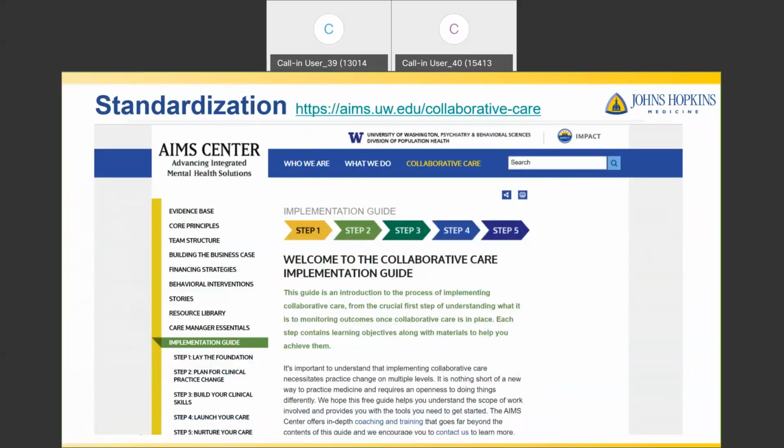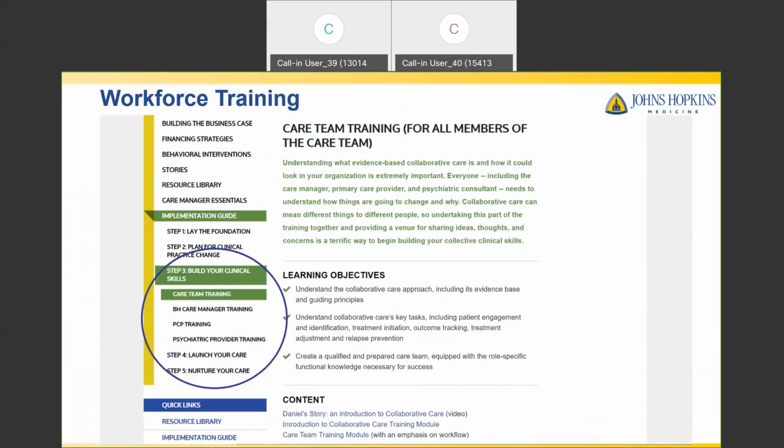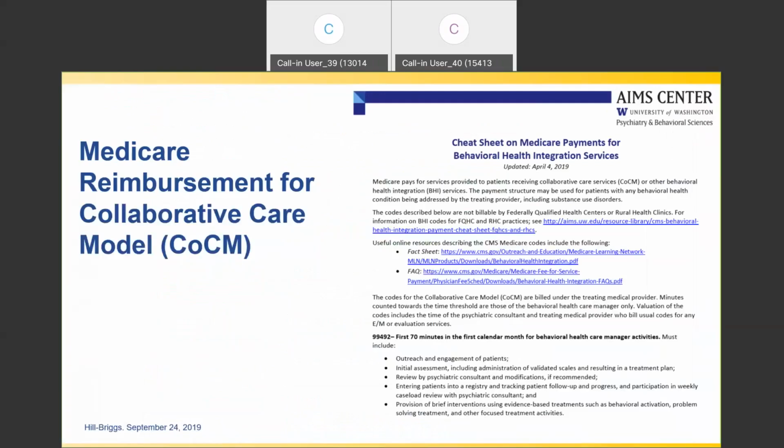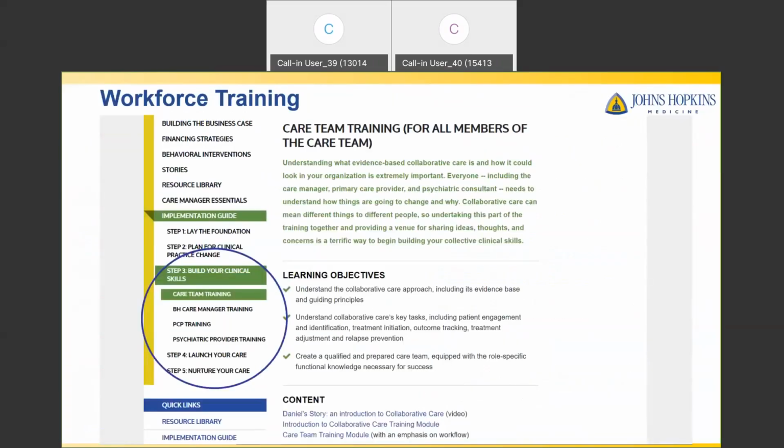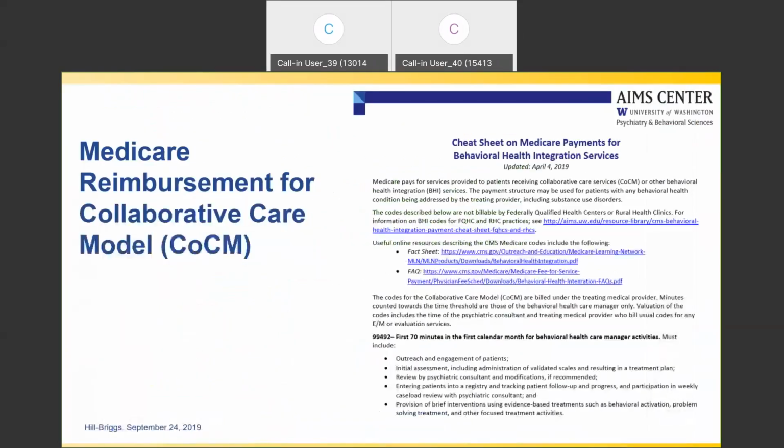I will refer you to the University of Washington's AIMS Center website, where there is a great deal of information available about how the standard, I call this part of the standardization. They will walk you completely through how to implement collaborative care. There are trainings for the workforce, again, a theme that recurs because it's not just one type of professional. There's a training in how to do this model of care that, irrespective of your professional background, you must be trained to do this. And finally, just to remind, Medicare is now reimbursing for collaborative care.